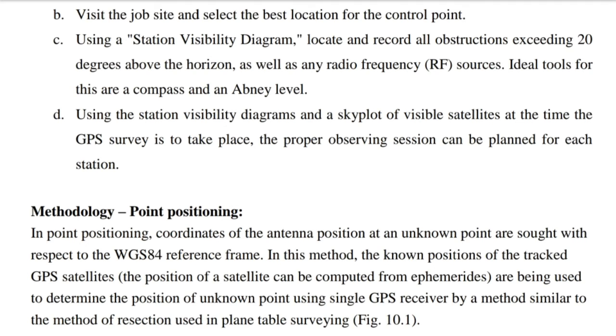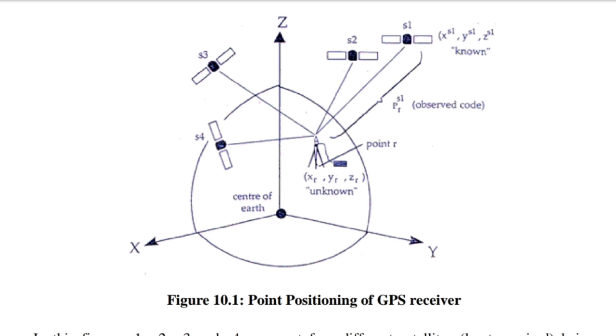Methodology: Point positioning. In point positioning, coordinates of an antenna position at an unknown point are sought with respect to the WGS84 reference frame. In this method, the known positions of the tracked GPS satellites, which can be computed from ephemerides, are used to determine the position of the unknown point using a single GPS receiver, by a method similar to the method of resection used in plane table surveying.